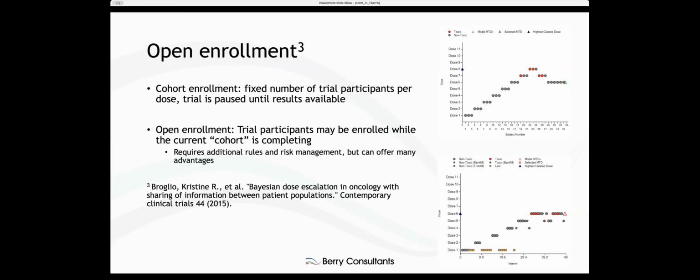And doing open enrollment is more than that. Doing open enrollment could also mean that at any dose that we haven't allocated to so far, we are more cautious than when allocating to doses that we've previously allocated to. And this requires additional rules and risk management, but it can also offer many advantages. What do I mean by rules for open enrollment?